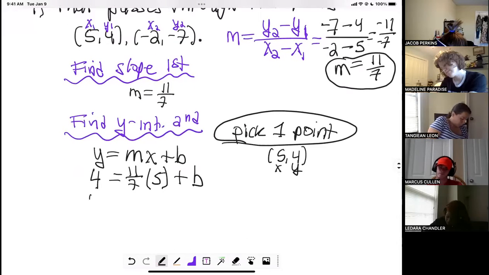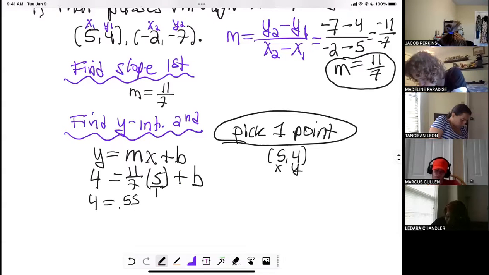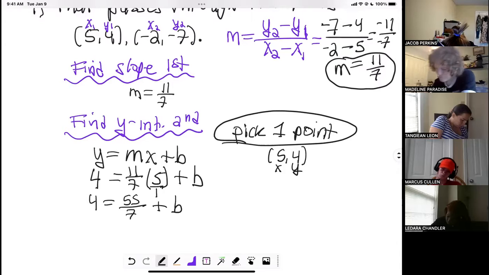Here we go. So 4 is equal to, now 5 is over 1. There's no cross simplifying I can do. So it's 55 over 7 plus B. Yes, sometimes you'll get some crazy fractions. Now I'm going to subtract 55 over 7 to the other side.